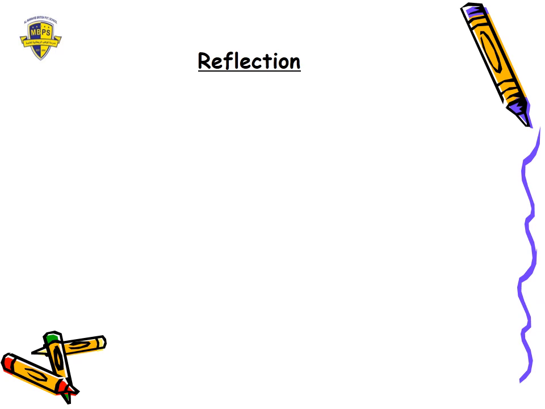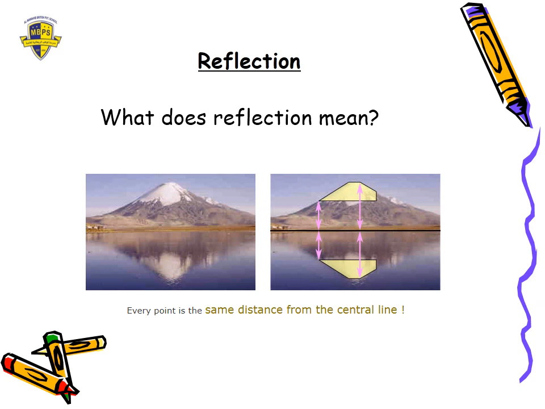Now let's discover what reflection means. To discover that, I want you to check this picture. You can see the mountain and the water here work like a mirror. So what is the relationship between reflection and the mirror, or the mirror line?